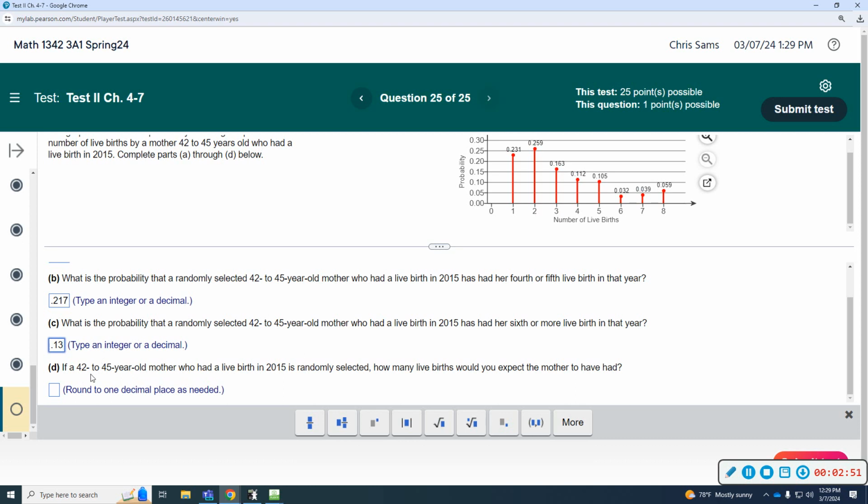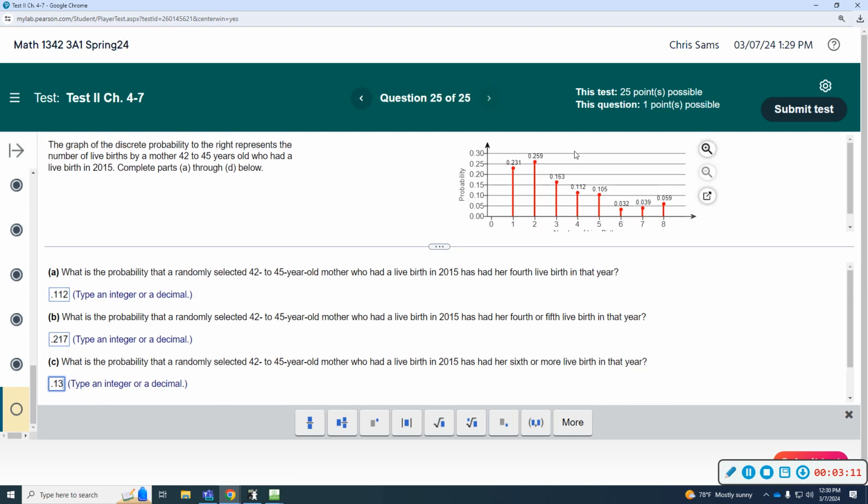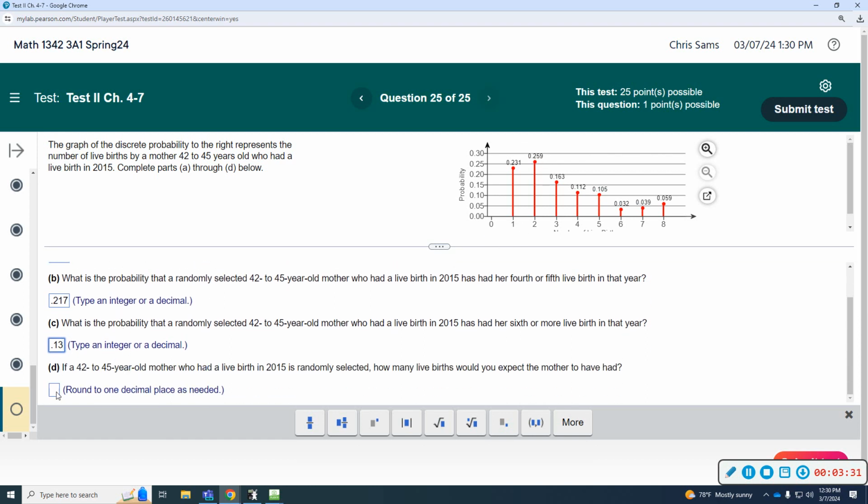And then D, if a 45-year-old had a live birth in 2015, randomly selected, how many live births would you expect that mother to have had? How many would we expect? So the expected value, basically the peak, the highest point, is going to be your expected value, that'd be 2. You can get that by finding expected value, number times the probability, add them all up. So we could do that, but usually it's the height that is your expected number. So we would expect her to have 2.